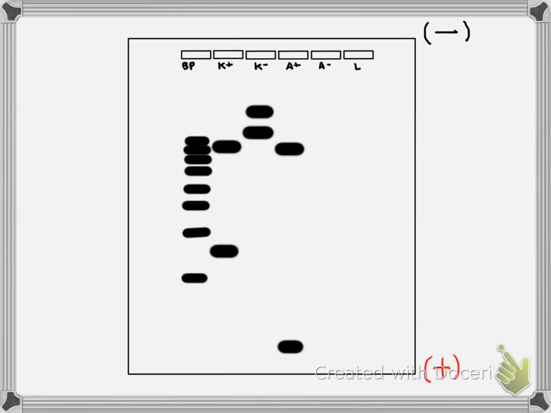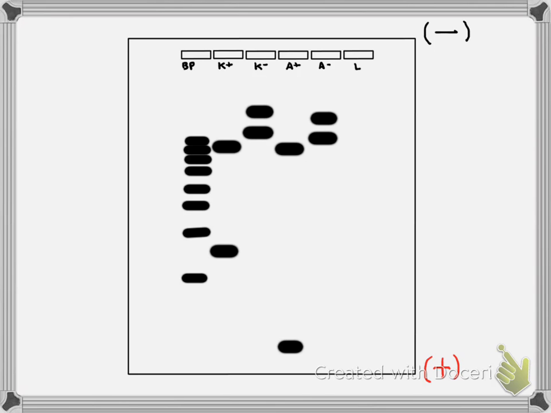And then, what do you think you're going to see in the A minus lane? What would you expect? Would you expect that one band again because it's only got the plasmid in it, or are we going to get the same thing that happened in the K minus lane? It turns out we're most likely going to get more than one band and get these different products because of the behavior of the plasmid itself.